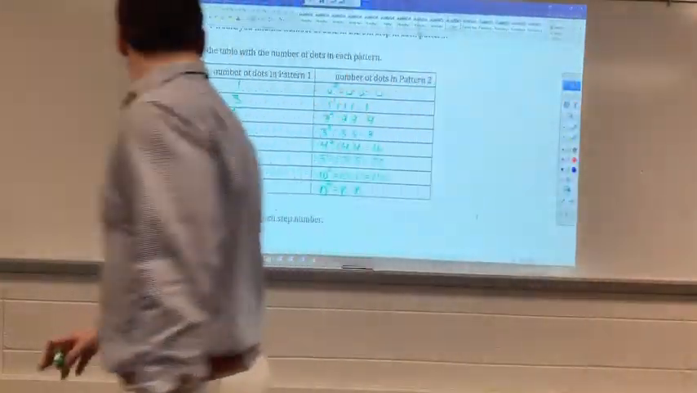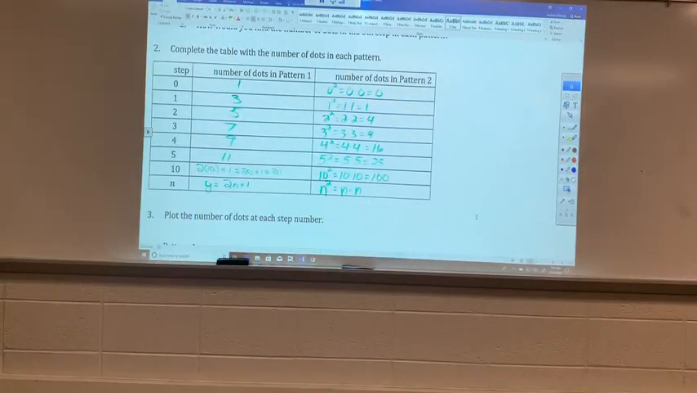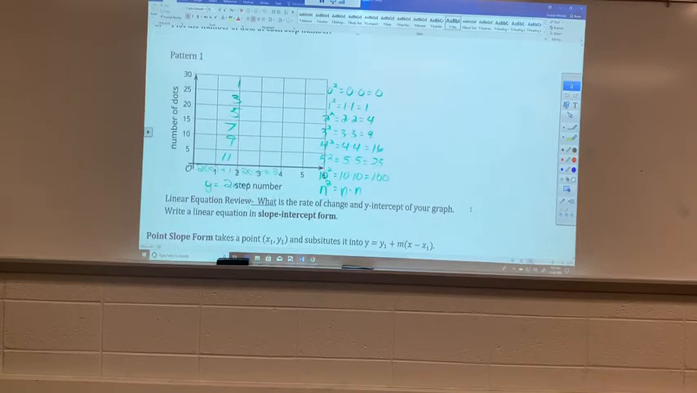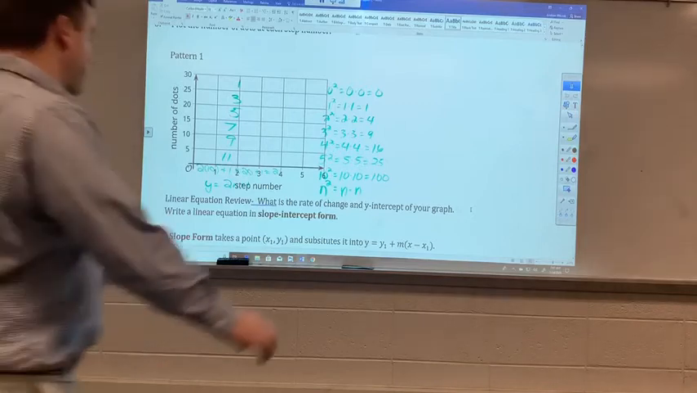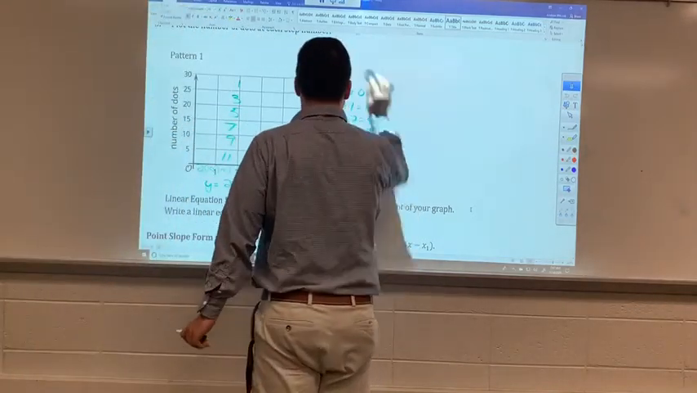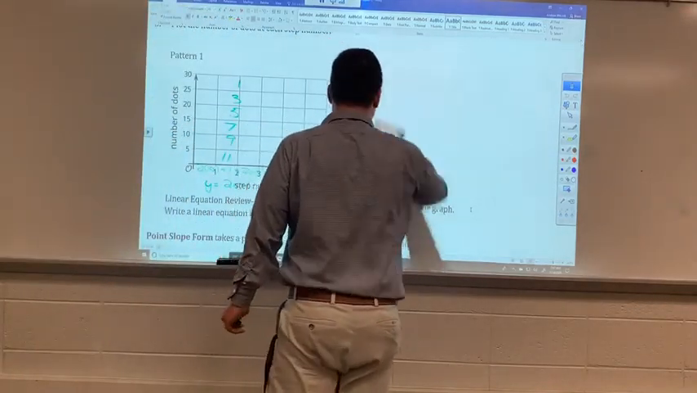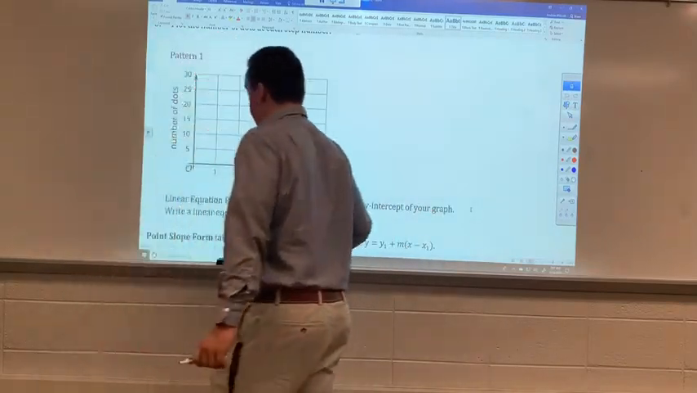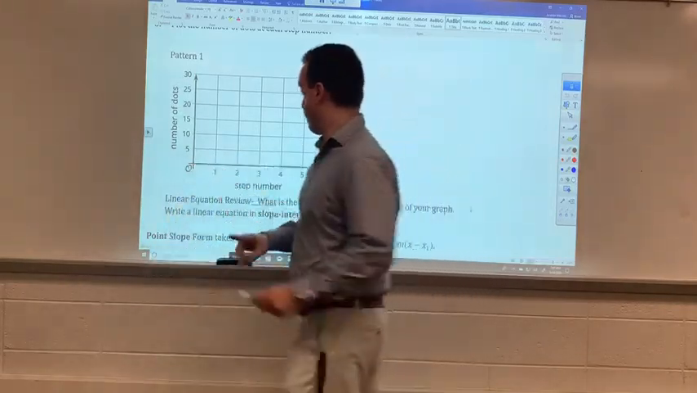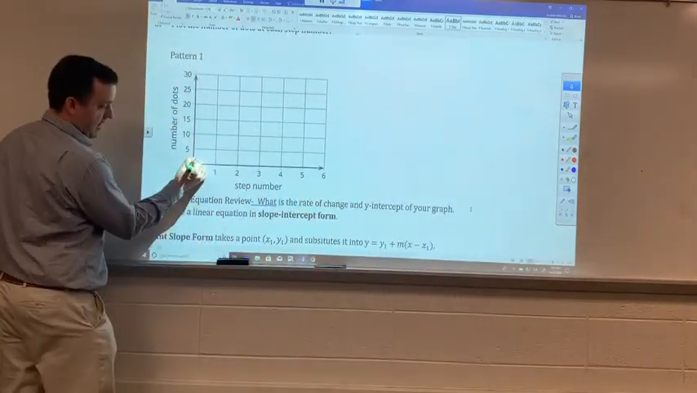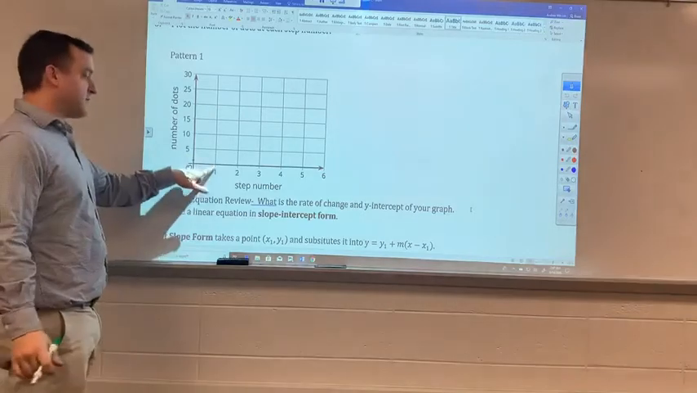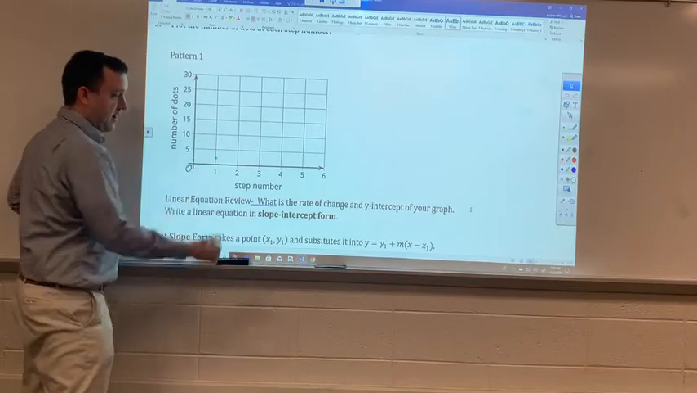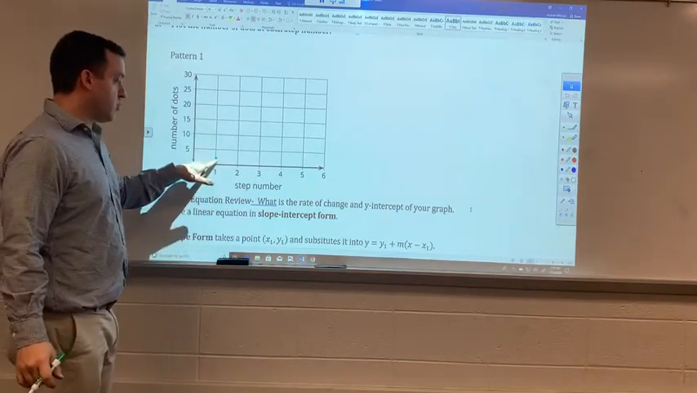So now we go back and plot our graphs. So we're going to start with pattern 1. Now for step 0, we're at 1. So I plot right there. Then I remember for step 1, I add 2, so 1 plus 2 is 3. I estimate about there. For step 2, we were at 3.